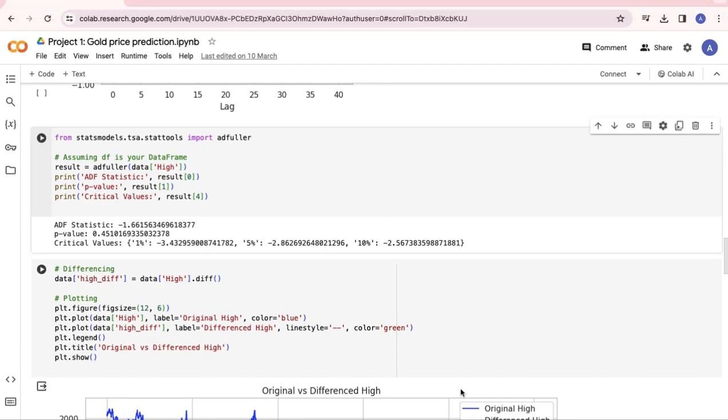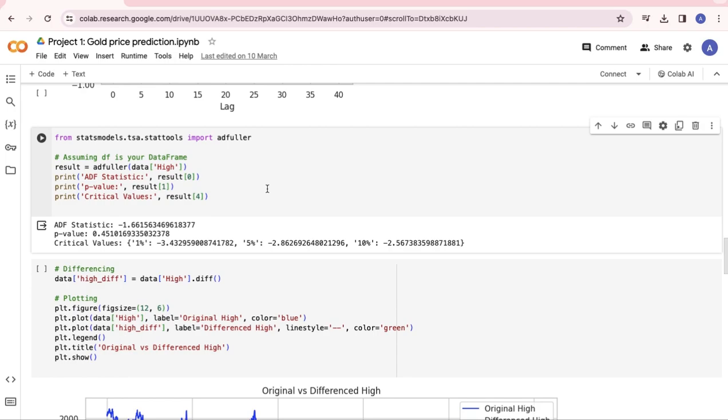I import the augmented Dickey-Fuller ADF test function from the stattools module of the statsmodels.tsa library. The ADF test is a statistical test used to determine whether a time series is stationary or not. Next, the ADF test is applied to the high column of the data frame, and we are returned with a tuple containing various statistics and test results. The result is assigned the tuple returned by the ADF test.